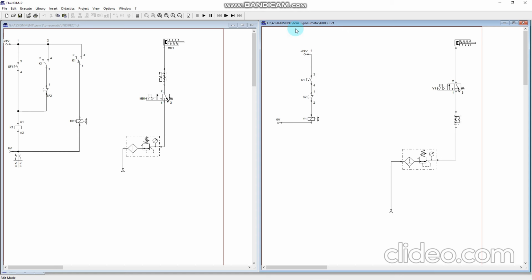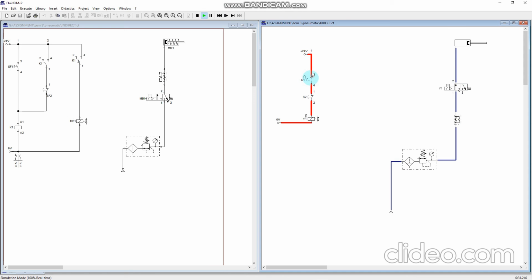I will show you the simulation. For the direct control valve, you can see the dark blue was for the area with high pressure, and the light blue was for the area with low pressure. When I press the switch, it will extend the single acting cylinder, and when I press the brake, it will retract the single acting cylinder. But if I release the brake, the single acting cylinder still remains extended.